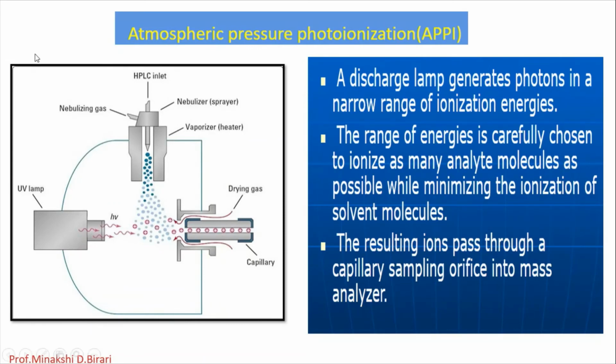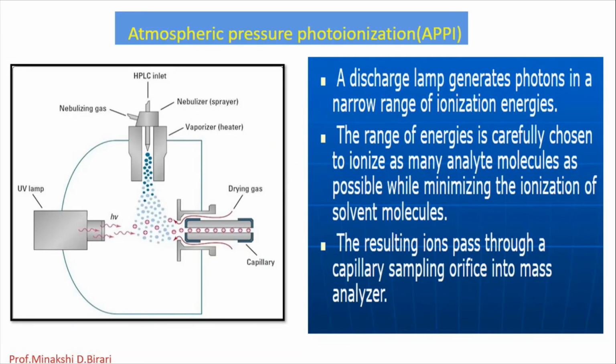APPI is coupled with a chromatographic instrument like HPLC, and here a UV lamp is used to produce the photons. A discharge lamp generates photons in a narrow range of ionization energies. The range of energies is carefully chosen to ionize as many analyte molecules as possible while minimizing the ionization of solvent molecules. The resulting ions pass through a capillary sampling orifice into the mass analyzer.